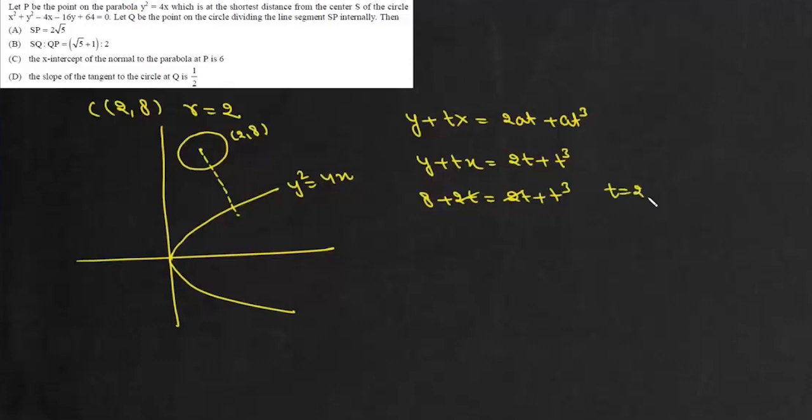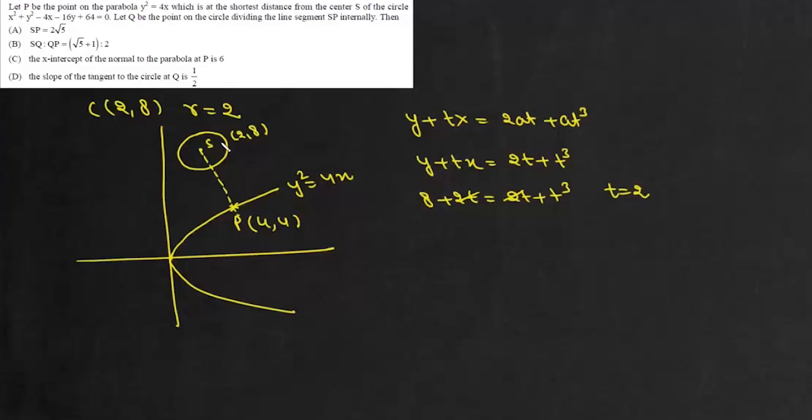So the value of t is simply 2. So the coordinate of this point P will be (at², 2at), where a is 1 and t is 2. So this point is (4, 4).